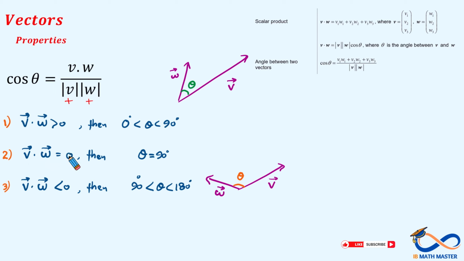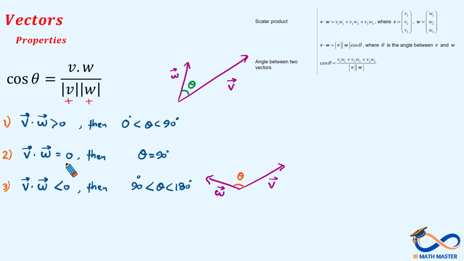Here we have a very important case. If the scalar product is 0, it means the angle between them will be exactly 90 degrees and they will be perpendicular vectors. Because if this is 0, as we said, it means cosine theta will be 0 and therefore the angle will be 90 degrees. This is, by the way, a very important idea to prove that the two vectors are perpendicular. The scalar product between them will be 0.